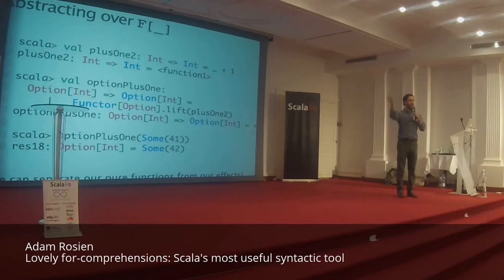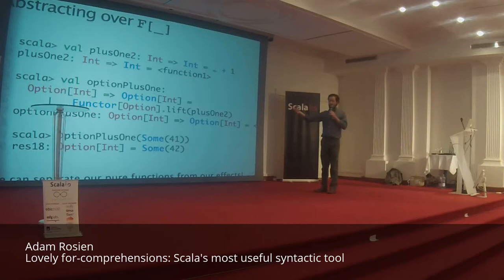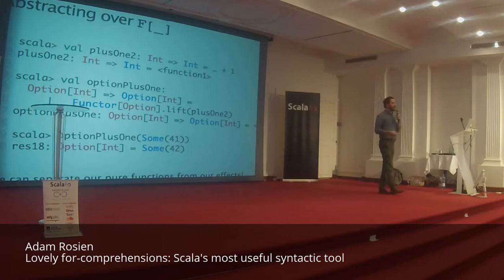In Scalaz, there's a function to do that. If you get the functor for that F, in this case I'm demonstrating an option, my first function is int to int, and if I call the method lift on my function, now I have a function that is option int to option int. If you got the functor for list and you lifted that, then you would now have a function that takes a list of ints to another list of ints.